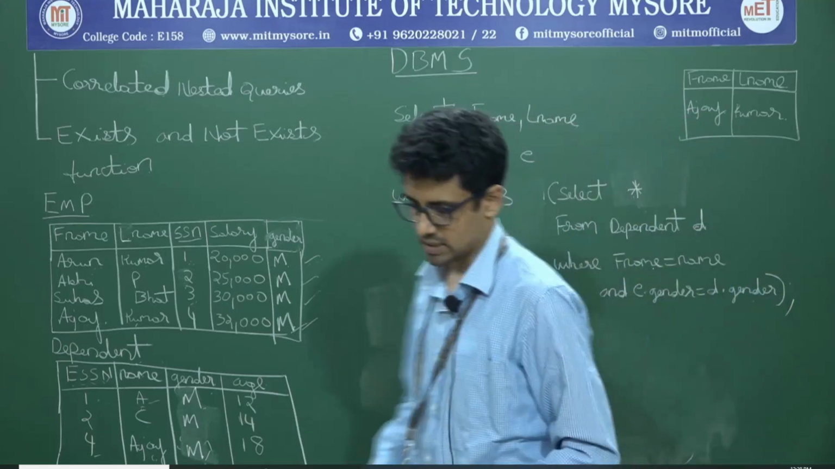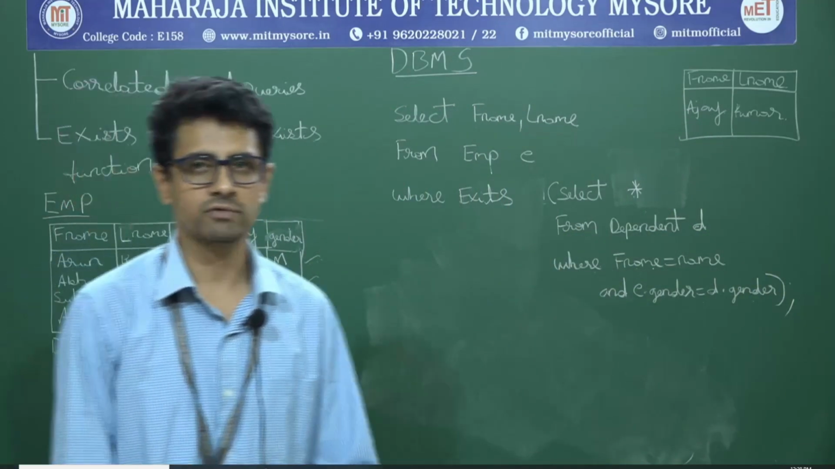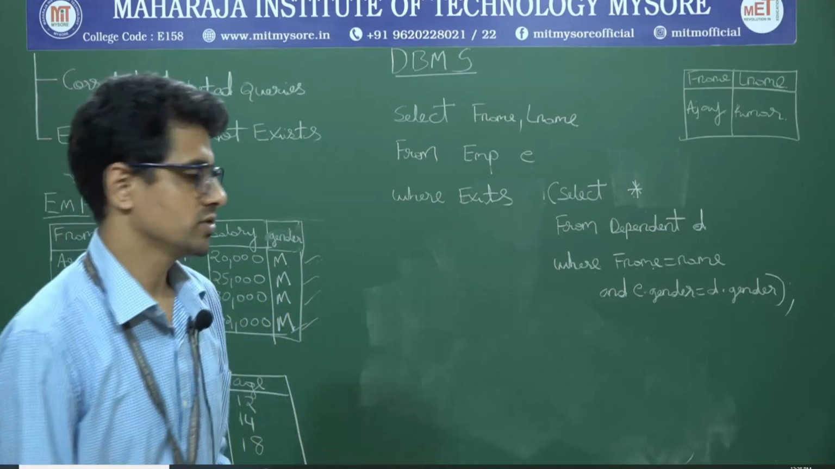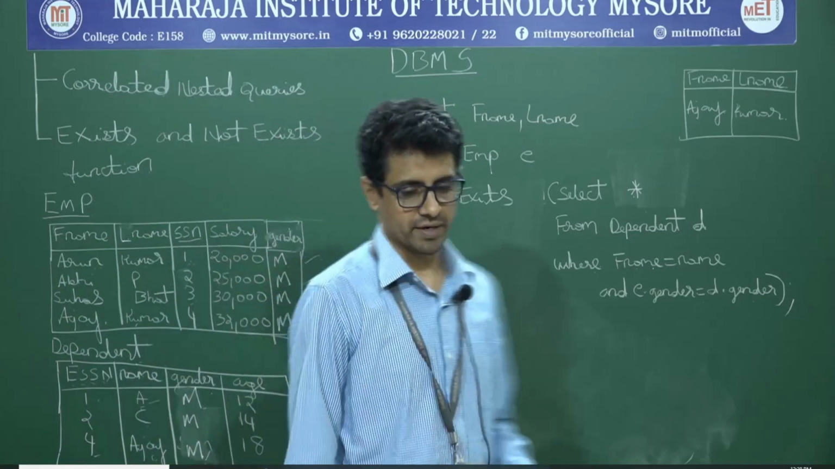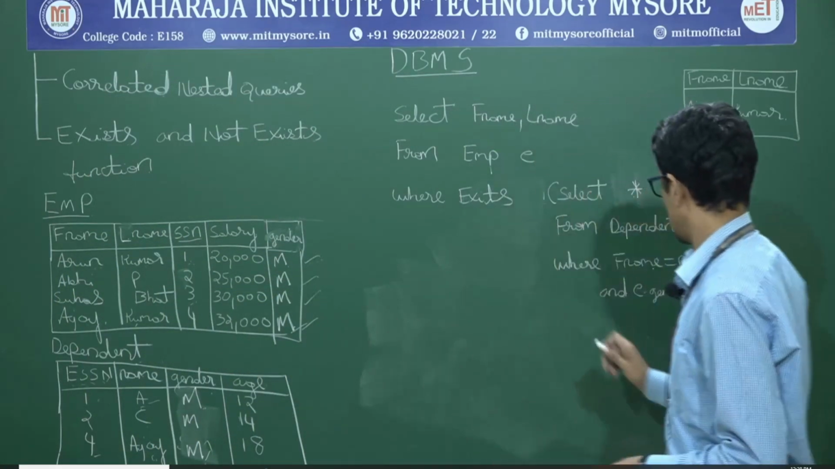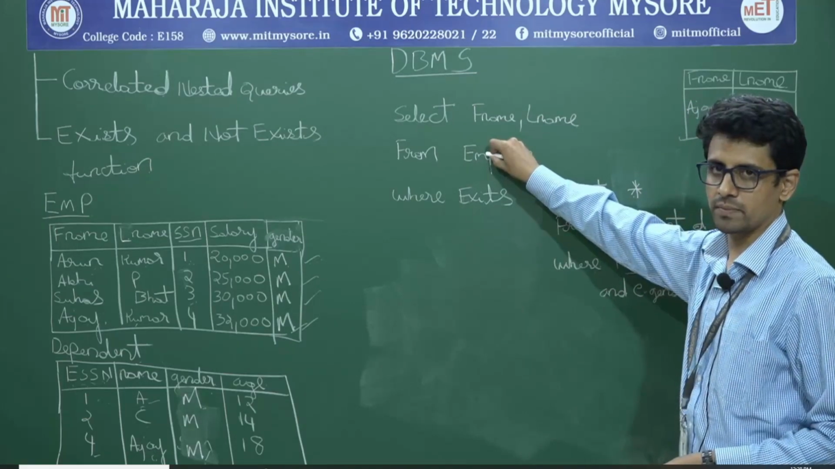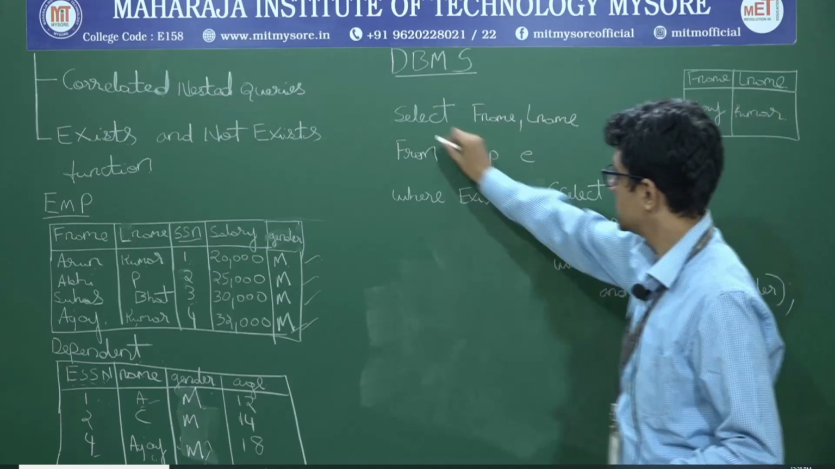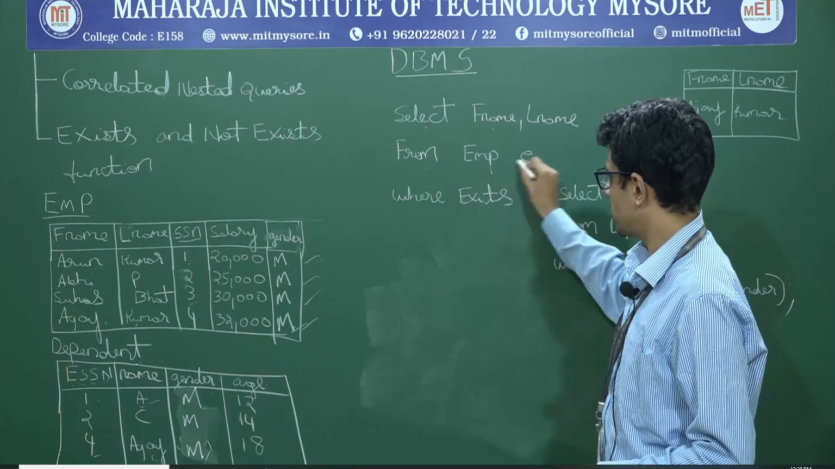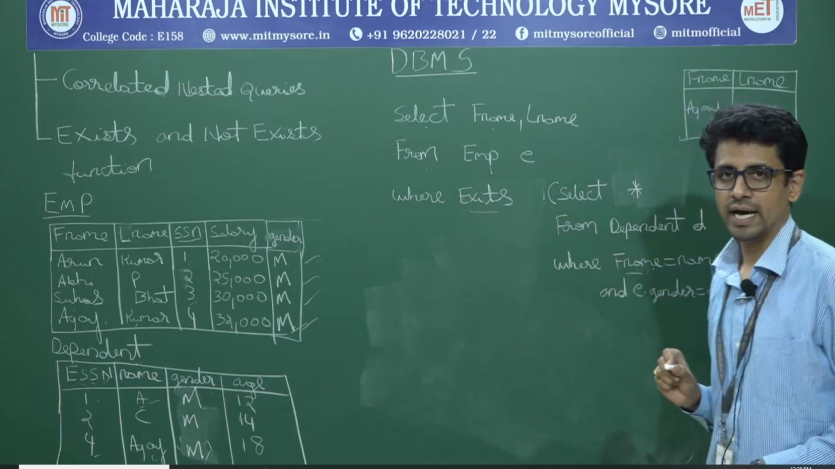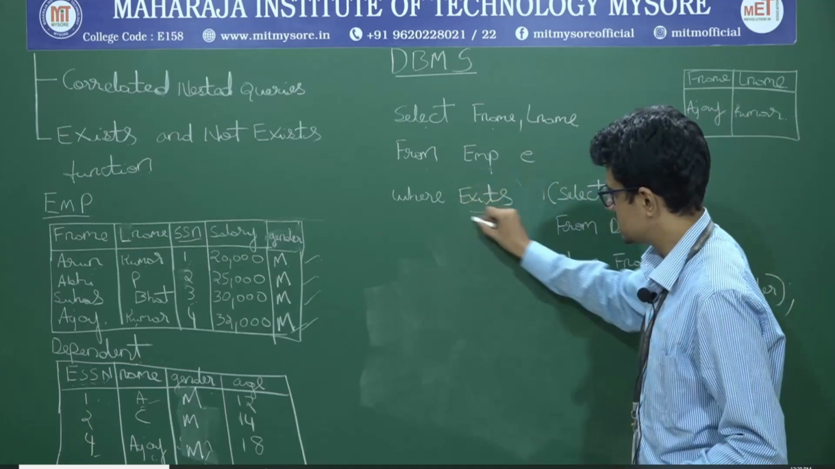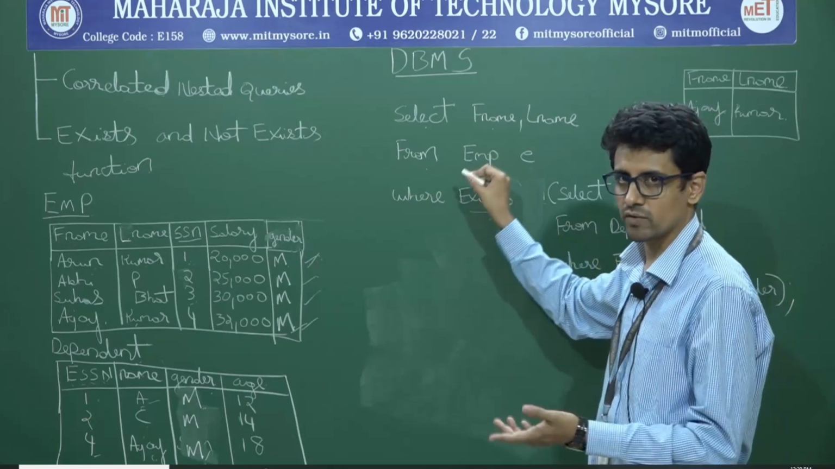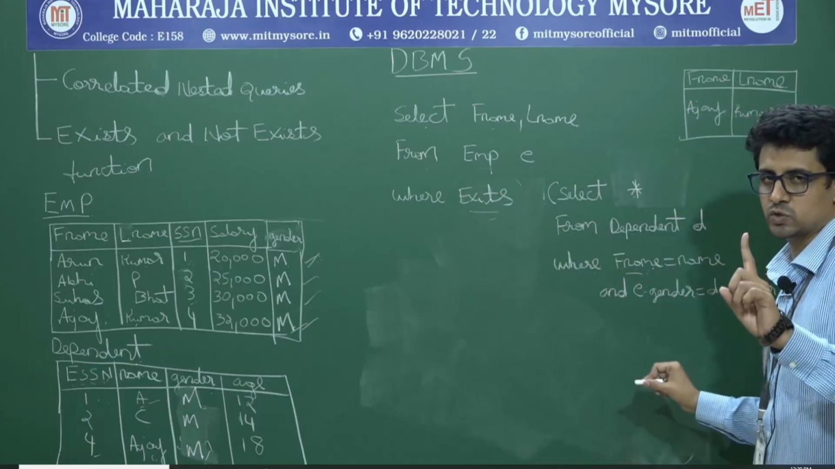So the same problem statement, let me repeat again. Display the names of employees who have the same first name as a dependent and the same gender as the dependent. Just see how it has been modified here. Again, it is a correlation query because I'll be using an attribute which belongs to the outer table in the inner query. So select f name, L name from employee where exist. This is how you are supposed to use your exist function. Now what happens is the same process of correlation: for each row of the outer query, the inner query executes once.